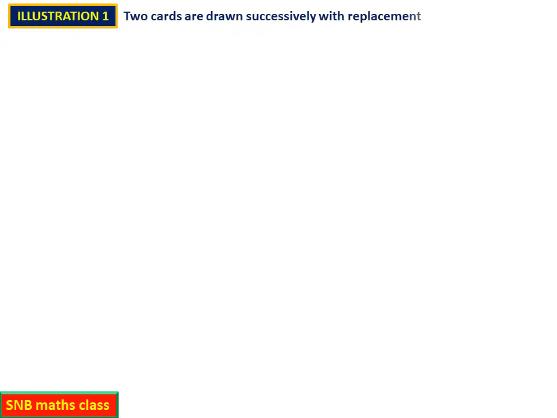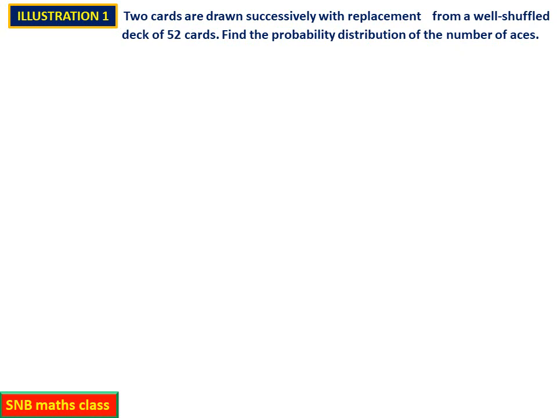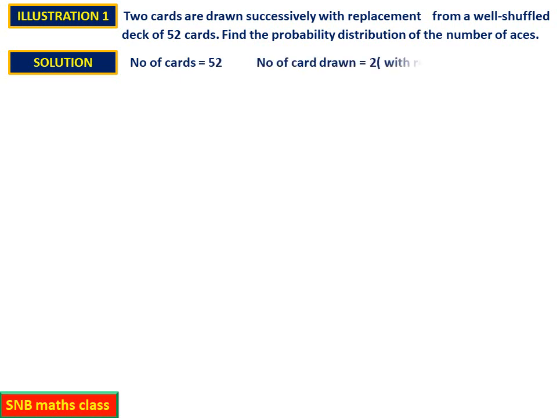Now let us take one example. Two cards are drawn successively with replacement from a well shuffled deck of 52 cards. Find the probability distribution of the number of aces. So let us solve it. Number of cards: 52. Number of cards drawn: 2, with replacement. Very important, with replacement. Now x is the number of aces obtained.